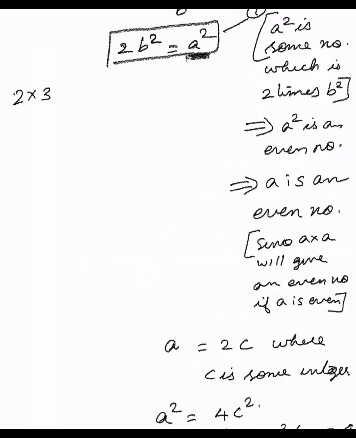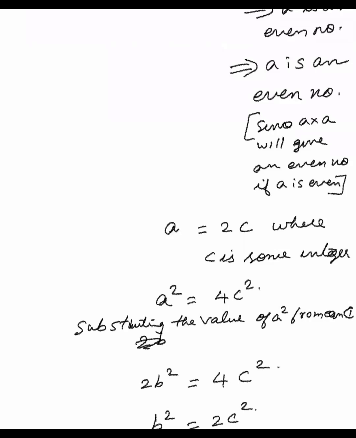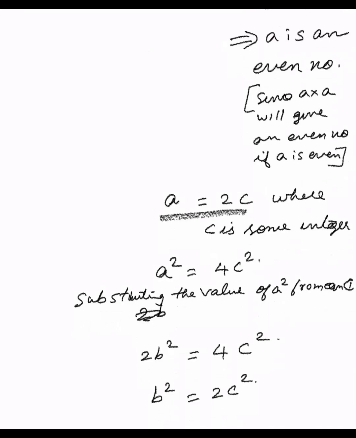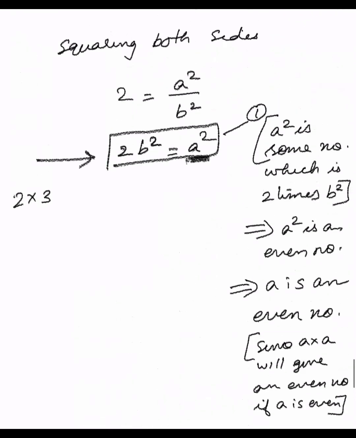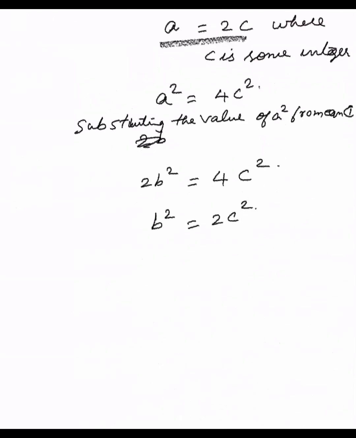What I started with is, we got 2b square equal to a square. That shows that a square is an even number. If a square is an even number, then a has to be an even number. So when a is an even number, you can express a as 2c, because 2c is an even number, where c is some integer. Then a square will be 4c square. So now bring in the place of a square, you bring in 2b square, which we have already proven. So 2b square is 4c square.